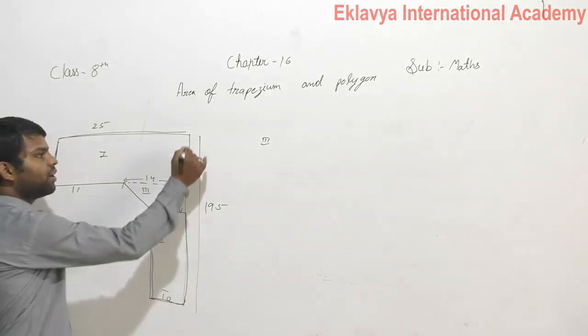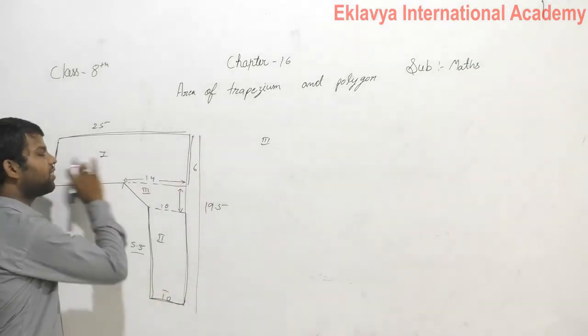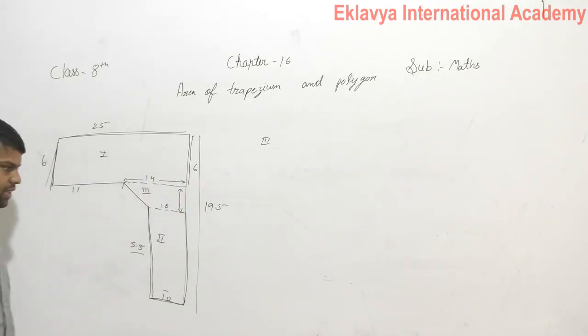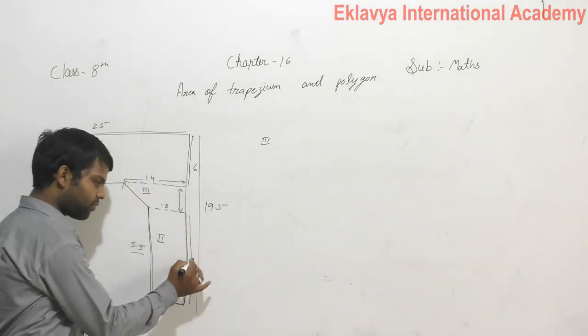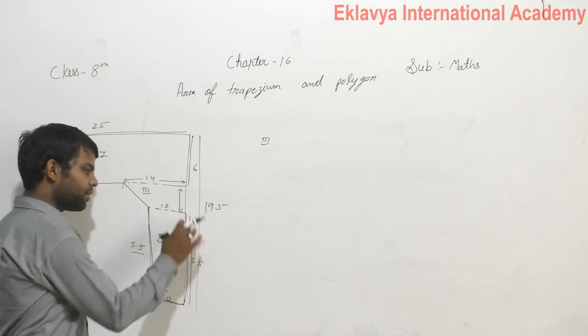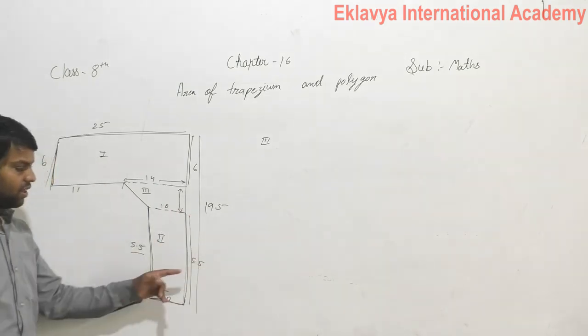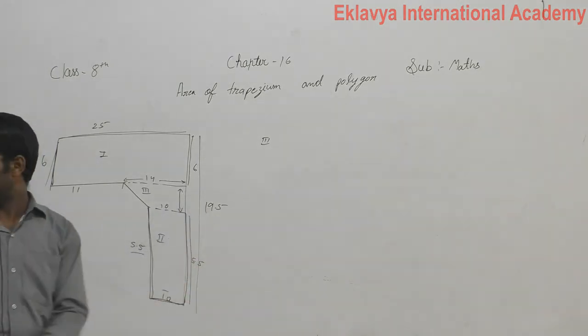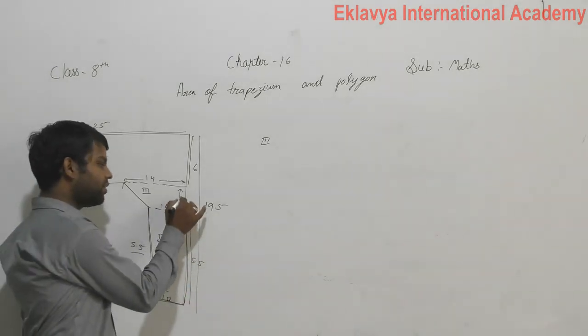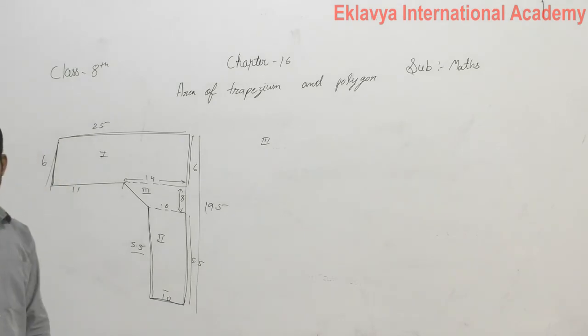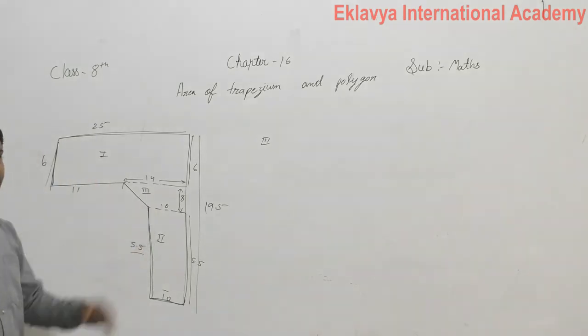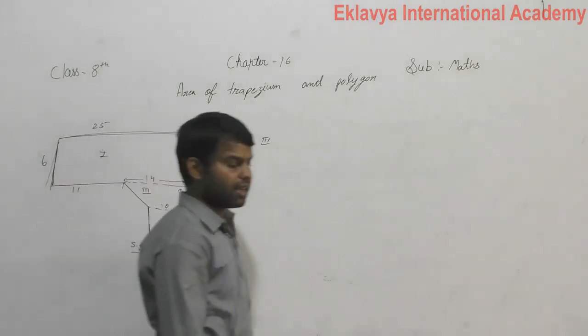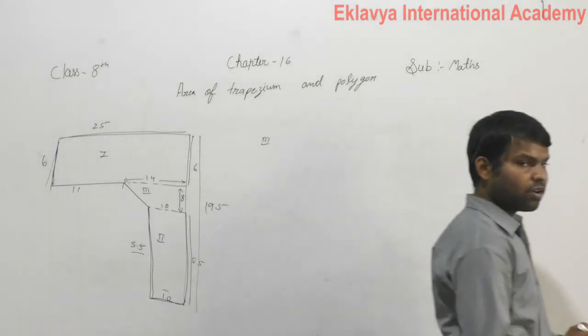From this figure we have this one part 6 because it is equal to this, and this one part is 5.5, it is equal to this. Then total 11.5 we have from 19.5, then remaining height is 8 centimeter. So using these three parts, calculate the area of this figure.